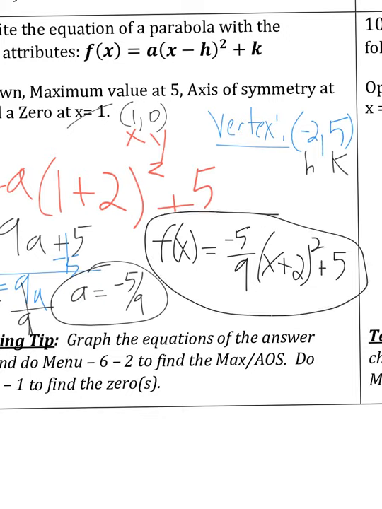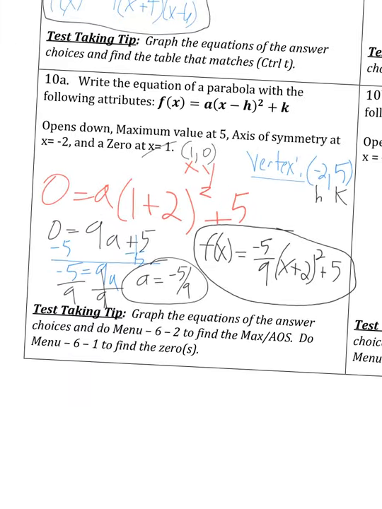So that's the answer. So for some of you, it really would make more sense or be easier for you to graph the equations. And you could do Control T if you know where the vertex is. But let's say you didn't even know that this was the max value or that that's in the vertex. Do menu 6-2 to find the max. The x-coordinate is the axis of symmetry. The y-coordinate's the maximum. And then do menu 6-1 and you'll find the 0. So once you do that, you would have checked off this, this, and this, and you don't even have to really worry about the opens down.